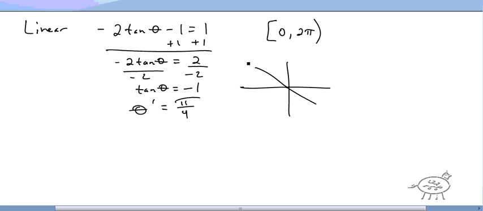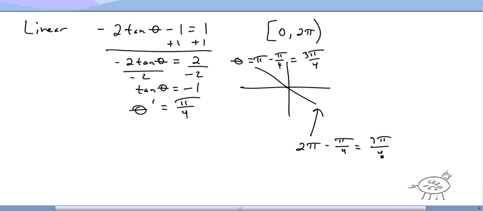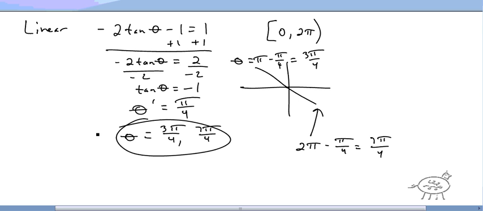So if it's in this quadrant, theta is going to be pi minus pi over 4, which is 3 pi over 4. And if it's in this quadrant, it's going to be 2 pi minus pi over 4, which is 8 pi over 4 minus pi over 4, or 7 pi over 4. So those are my answers: theta is equal to 3 pi over 4 and 7 pi over 4. Okay, pretty easy. All right, let's try another one. Let's do a quadratic now.